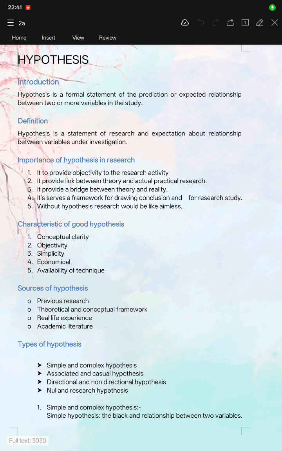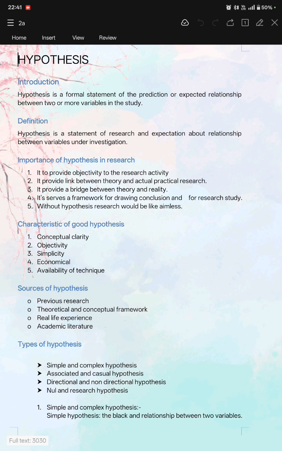Our second topic is hypothesis. In hypothesis, what are the subtopics? First is introduction. Hypothesis is a formal statement of prediction or expected relationship between two or more variables in the study. Next is definition. Hypothesis is a statement of research and expectation about relationship between variables under investigation.